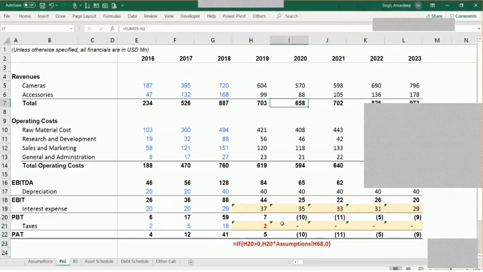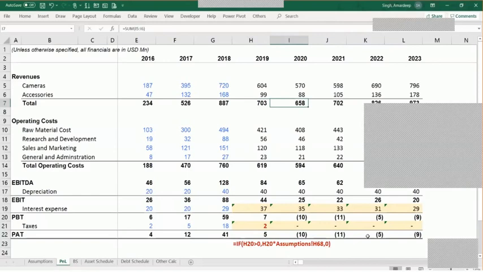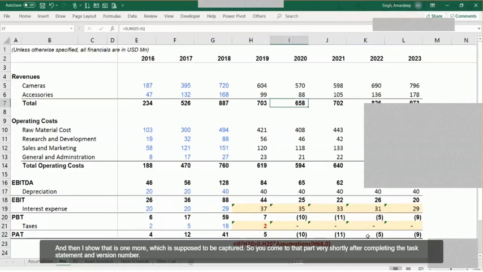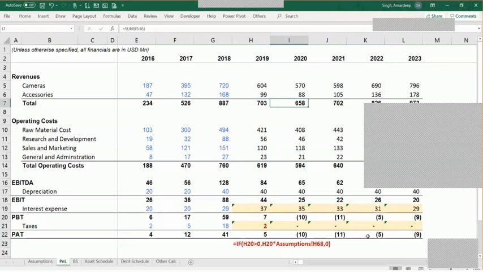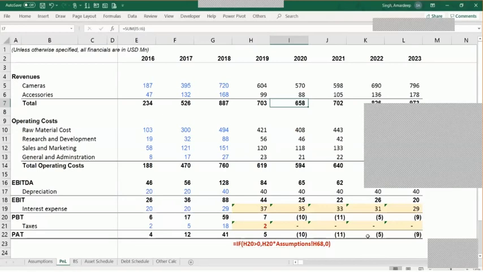But bear in mind one thing: right now you see that it is showing losses, but the model is not yet completed. We need to create the cash flow statement, and then I'll show you. There is one more leg which is supposed to be captured here. So I'll come to that part very shortly. After completing the cash flow statement in version number 7, we'll go to version number 8 and pick that point that I'm referring to right now. And then we would have a financial model complete.